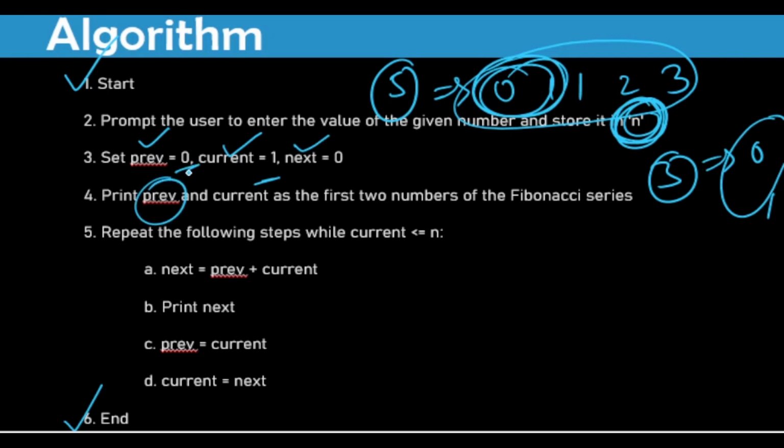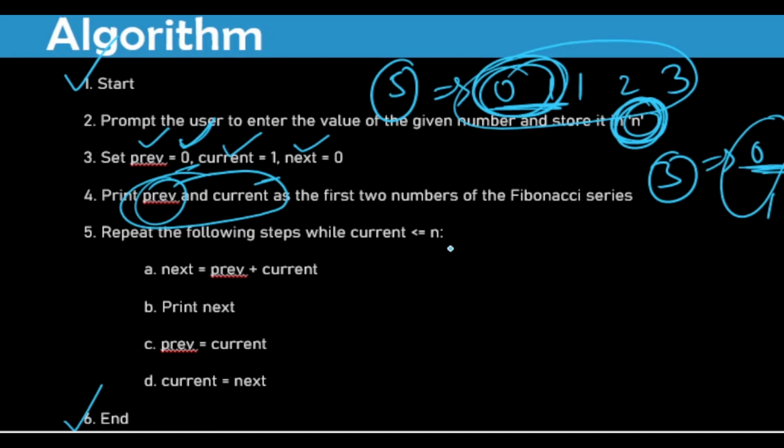For every case, previous is 0. It will not change. So I need to print previous directly and current as the first two numbers of the Fibonacci series, meaning previous and current are always the same. For this program also 0, 1. For this program also 0, 1 starting. It is the theme of Fibonacci, right? So it will always print 0, 1.